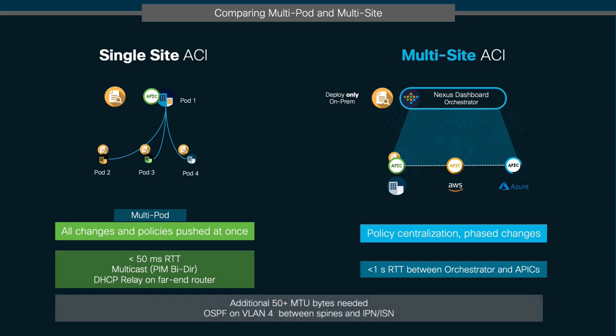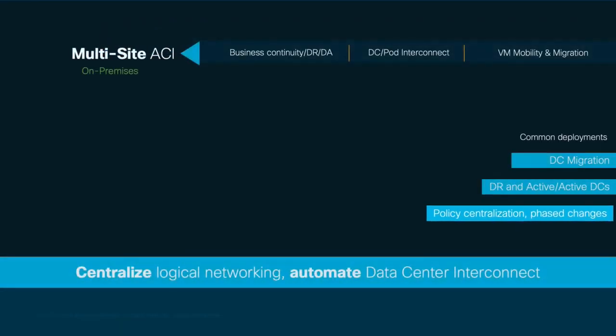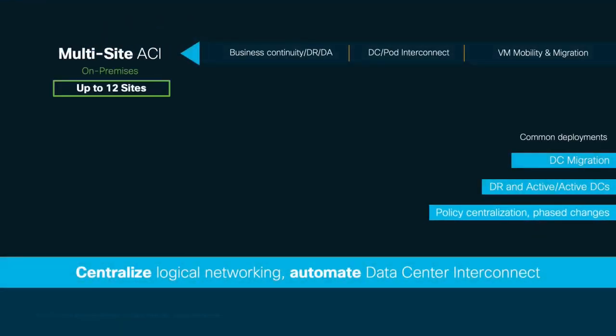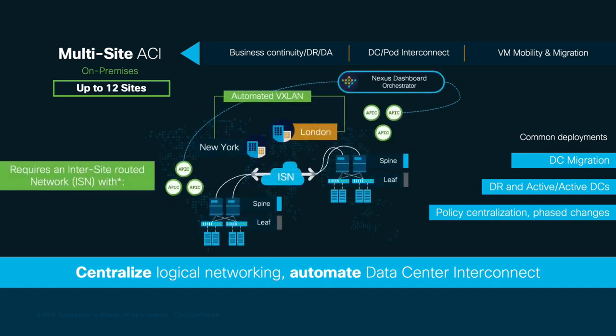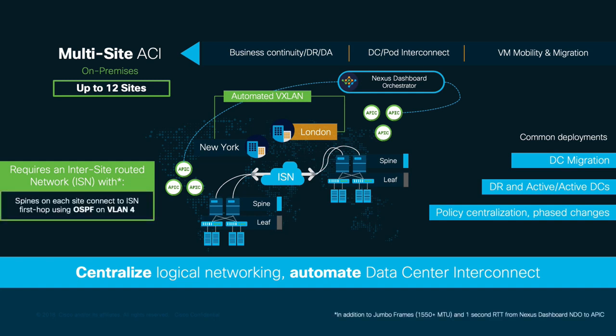Now, if you have a larger distance between sites, or if you need to scale beyond 2 sites and up to 12 sites, Nexus Dashboard Orchestrator will need you to use an intermediate routed network called Intersite Network or ISN. Just like with multi-pod IPN, the ISN first hop devices will connect to the spines on each site using OSPF on VLAN 4. However, in this case, no multicast nor DHCP relay is needed, making the configuration and requirements much simpler. With this approach, you can now connect multiple ACI sites or data centers, even globally across the world, under a single pane of glass.